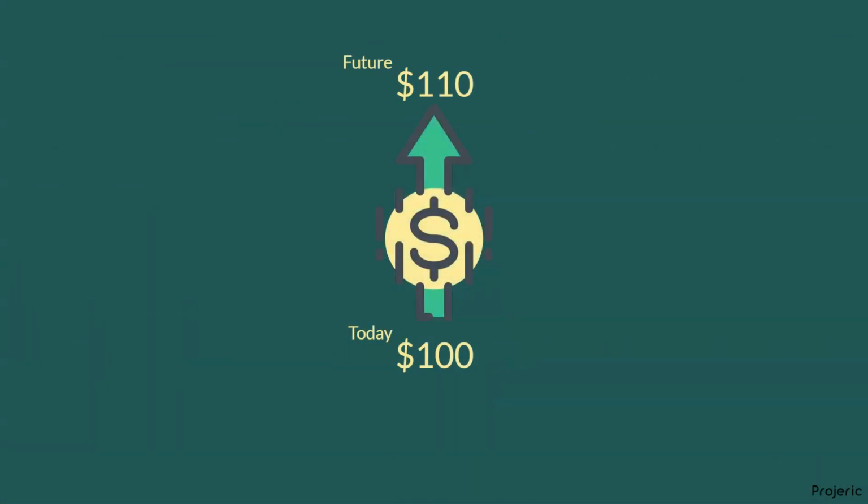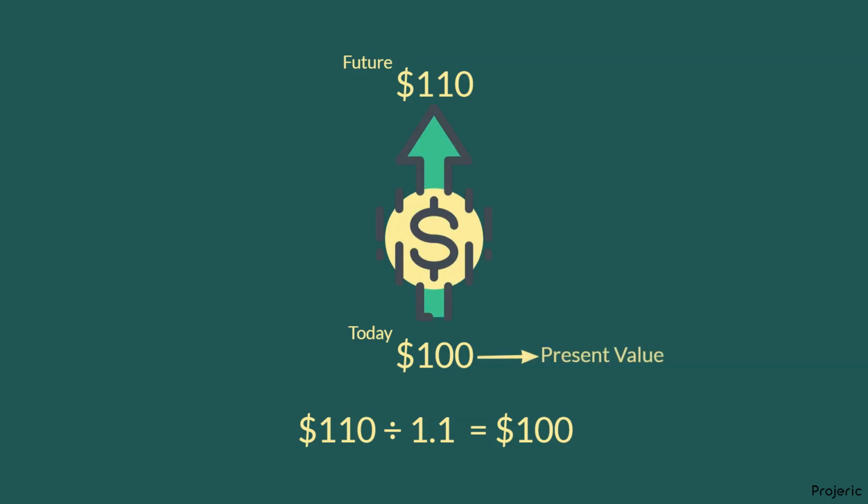With a 10% annual inflation rate, the $110 you will earn after 1 year will have the same purchasing power of $100 today, which can be calculated by dividing $110 by 1.1. In this example, the present value is $100, and $110 is your future value.